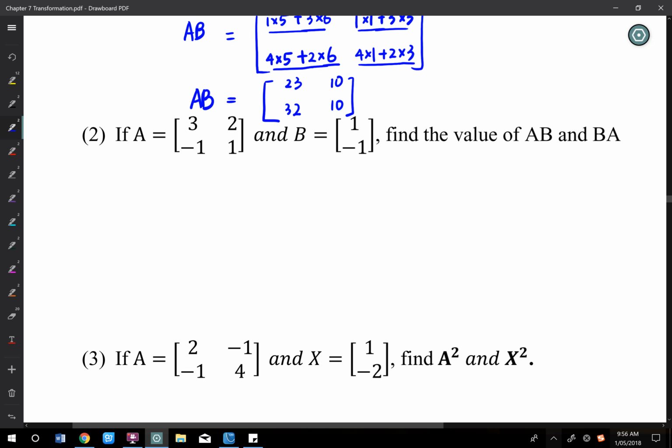Okay, a different matrix. I also need to find the value of A times B and B times A. A times B. Okay, let's write it out first.